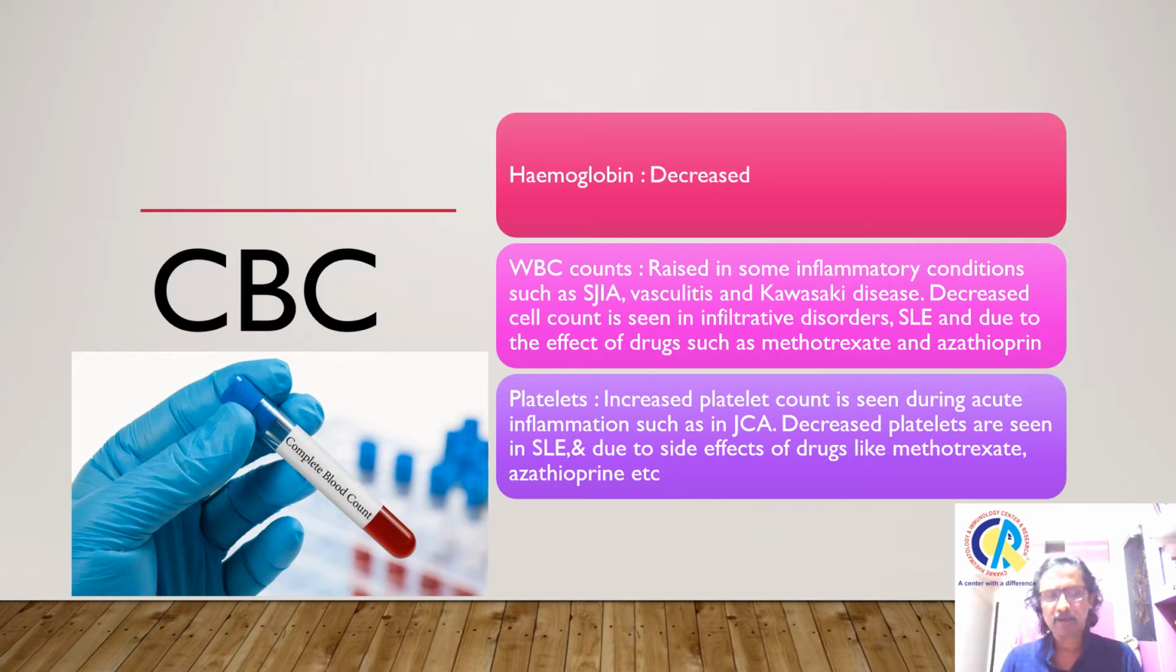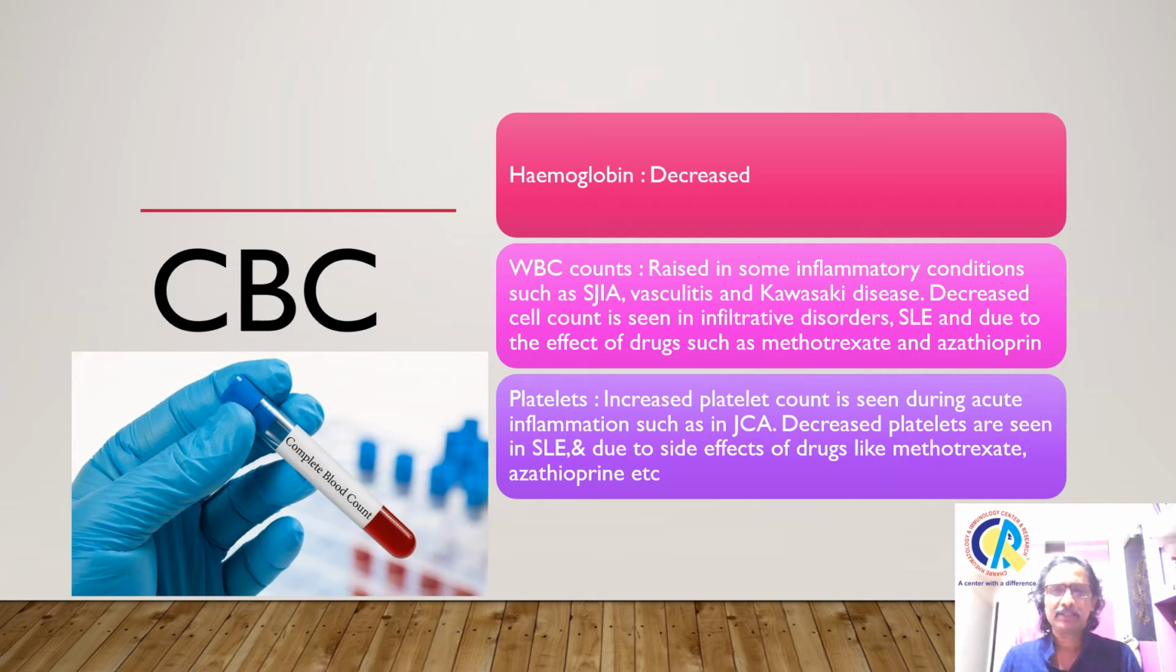For instance, if there is a drop in hemoglobin, it could be because of persisting chronic inflammation, which we call anemia of chronic disease, or it could be because of hemolysis, which suggests possible lupus, and alternatively there could be a blood loss, which also gives some clue about inflammatory bowel disease. Similarly, when the WBC count is increased, it suggests a severe inflammatory condition, especially systemic onset JIA, vasculitis, and Kawasaki disease, where you see the WBC counts being higher.